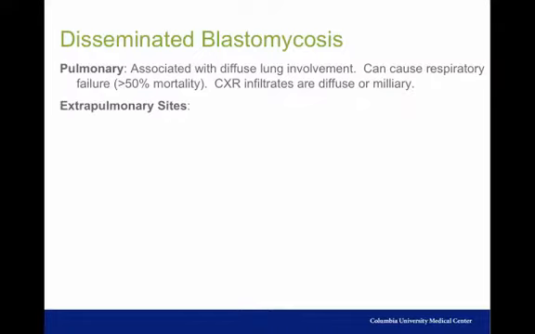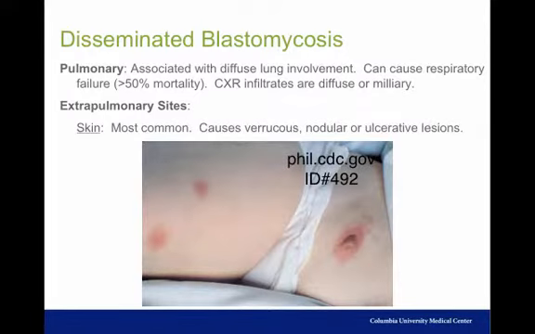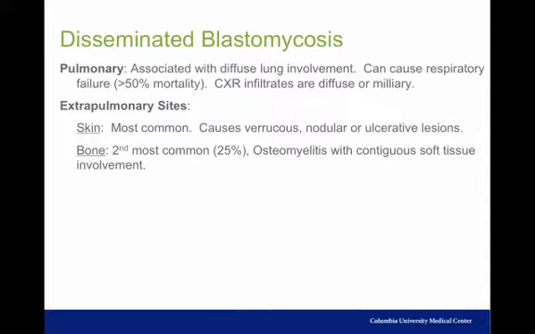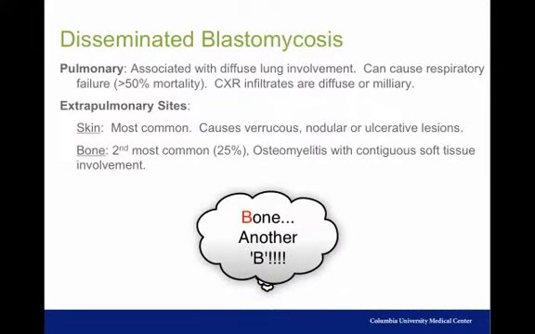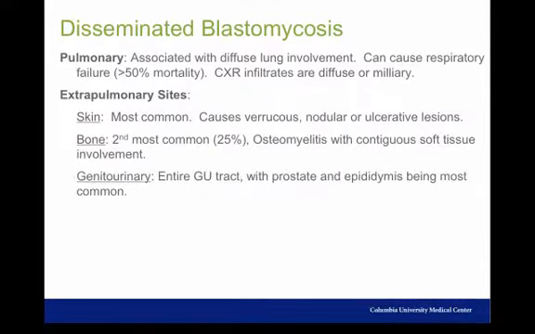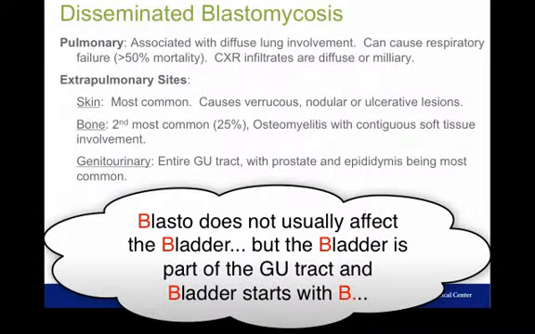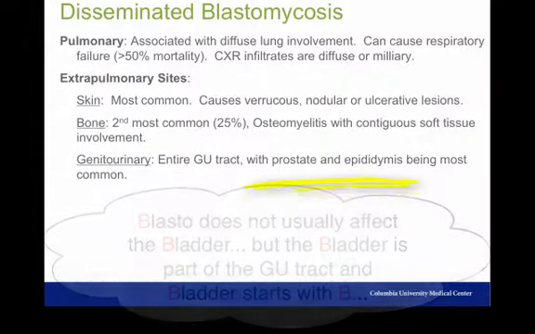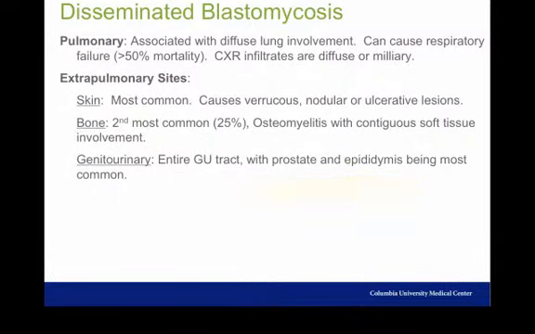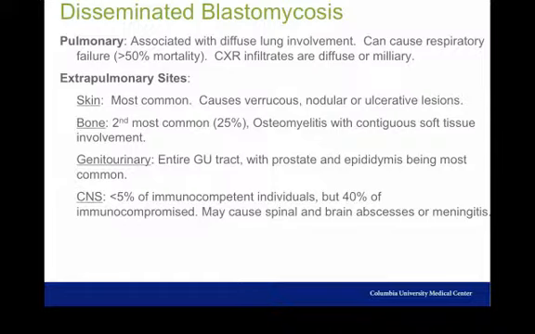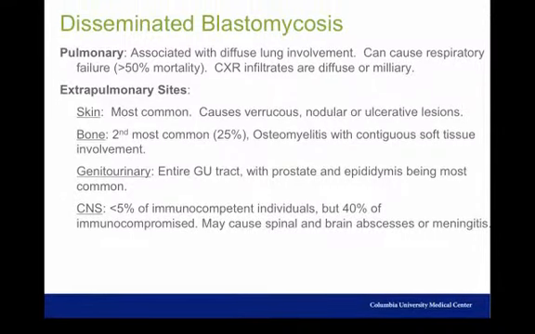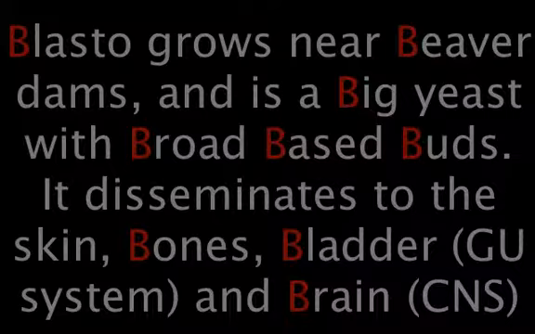There are many extrapulmonary sites that can be involved in disseminated blastomycosis. The most common site is the skin. The bone is the second most common location to be involved in disseminated blasto. The third most common site of involvement is the genitourinary tract. The entire GU tract may be involved, but the prostate and epididymis are the most common location. CNS involvement occurs in less than 5% of immunocompetent individuals, but over 40% of immunocompromised individuals will experience CNS symptoms.